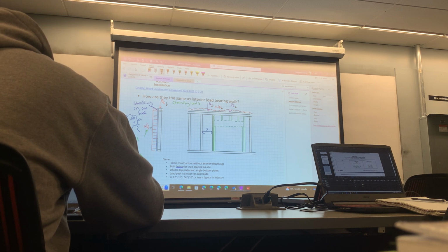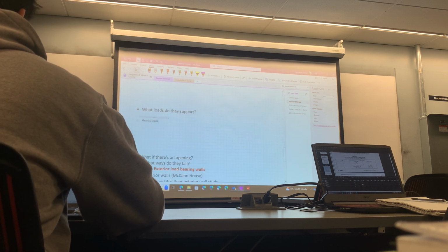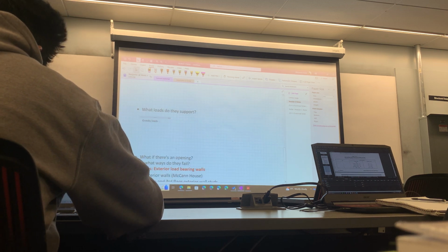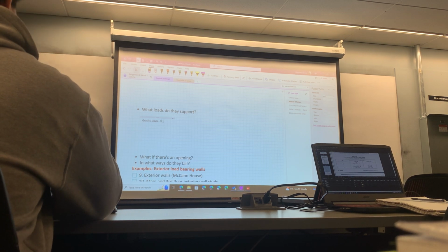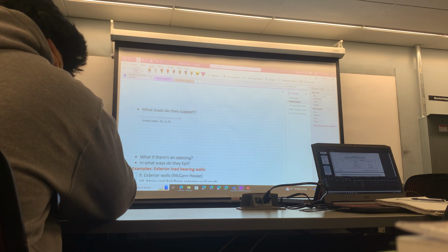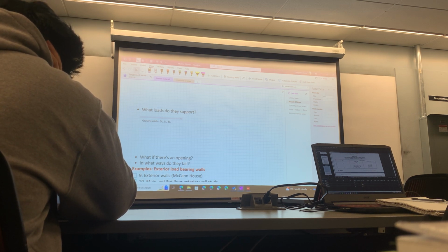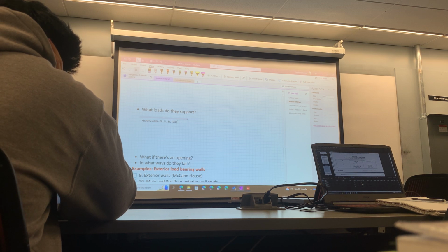I might put an arrow to say lateral loads and gravity loads, but we're talking about the same thing. There's gravity loads, so we've got to look at what our gravity loads are. What about wind load? When would wind load become a gravity load?